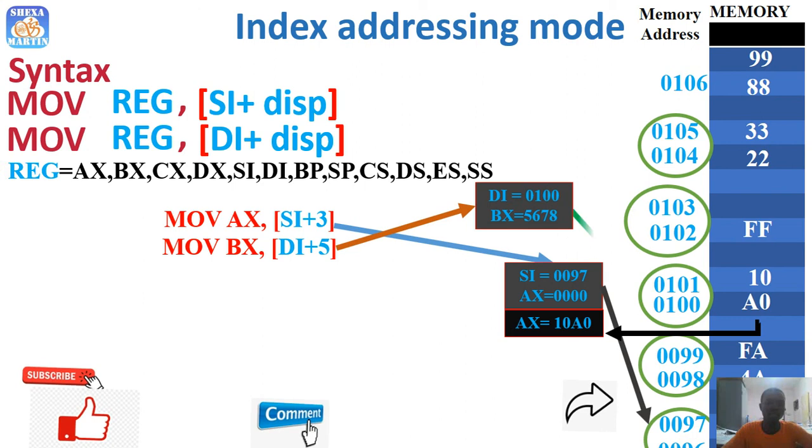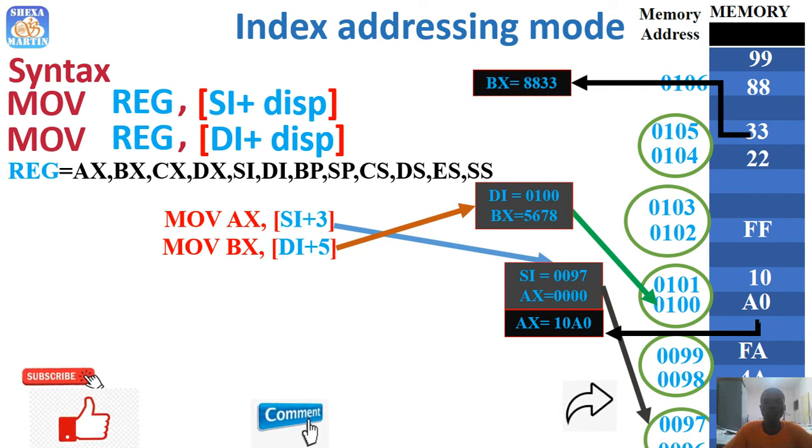Same applies. Move BX, DI. What is the value that is in DI? 0100. And then what happens? We add 5 steps, or we move 5 steps in the positive direction. 1 step, 2nd step, 3rd step, 4th step, and 5th step. So which value is going to be inserted into BX? 8833. Right. That's it. We are done.